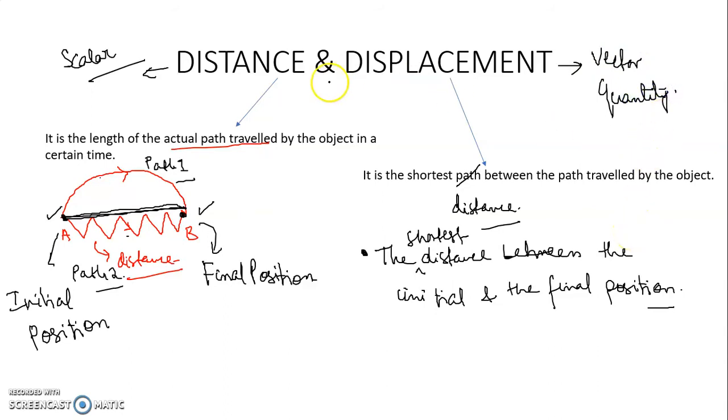Alright. Now coming to the units. So distance, what is the unit of distance? It is the length of the actual path. So how do we measure length? We measure with the help of meter. Right? So the SI unit is meter, and the same goes for displacement, because this is also a length, the shortest distance. So the SI unit of distance is the same, that is meter.